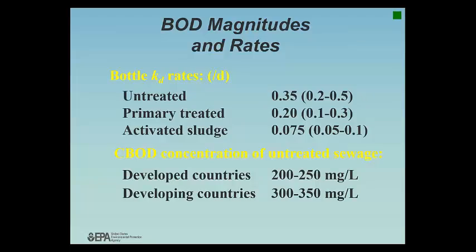And these rates have changed dramatically over the last 20 to 30 years as our treatment processes have become much more advanced. Just to give you an idea of concentrations for untreated sewage in developed countries, it's somewhere between 200 and 250 milligrams per liter, and a little bit higher for developing countries.